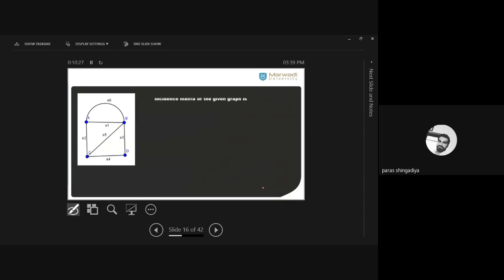Now this is a counter example. 4 vertices are there and 6 edges. So what will be the size of the matrix? It is 4 by 6: 4 rows and 6 columns. So that is 4 by 6, and now we'll derive the answer.